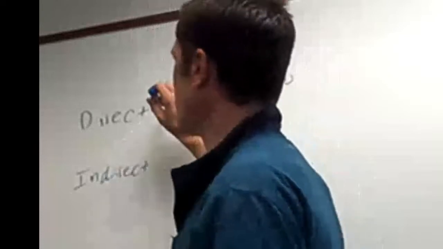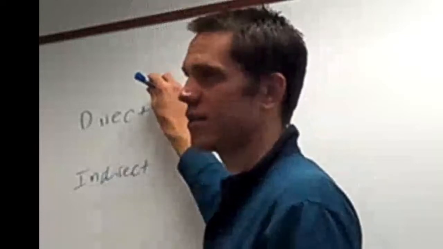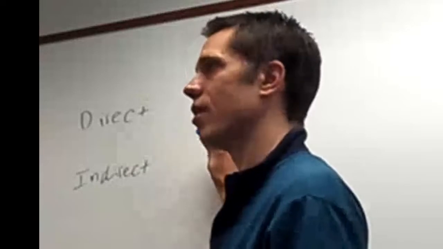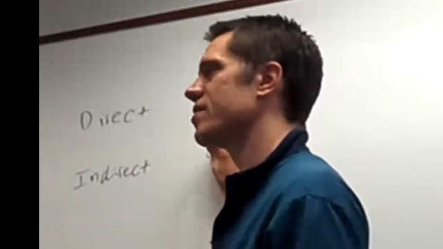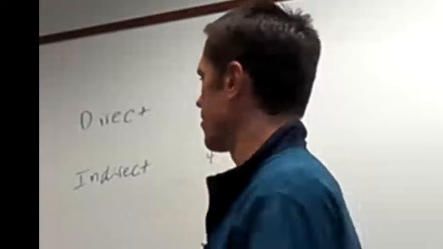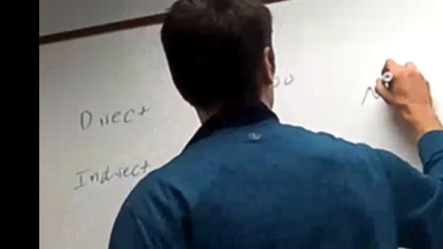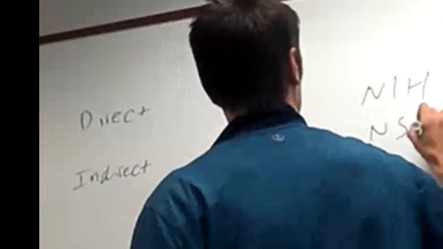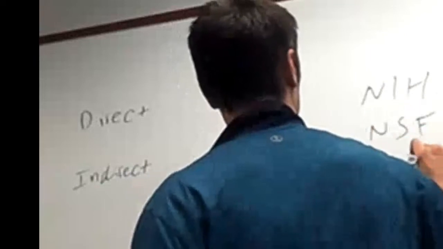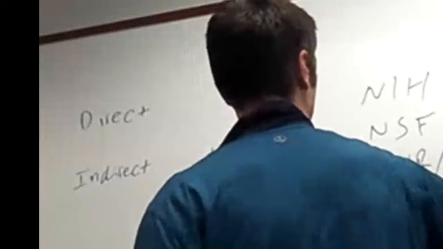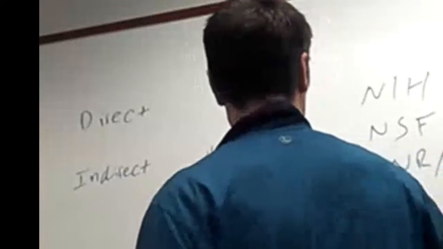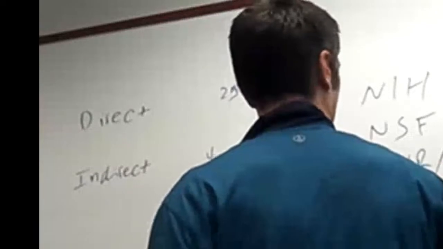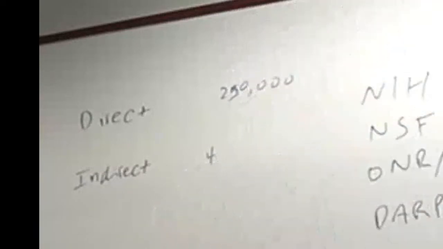So who gives indirects? Well, the NIH always gives indirects. The National Science Foundation gives indirects for most grants, as far as I know. DARPA gives indirects. The Office of Naval Research gives indirects. I should write these down. So NIH, NSF, Office of Naval Research, and I'll put DOD, which includes Army, DARPA. All of these give indirects.